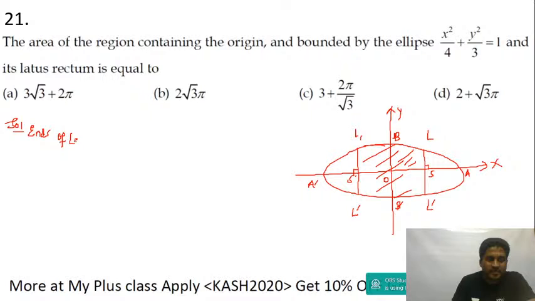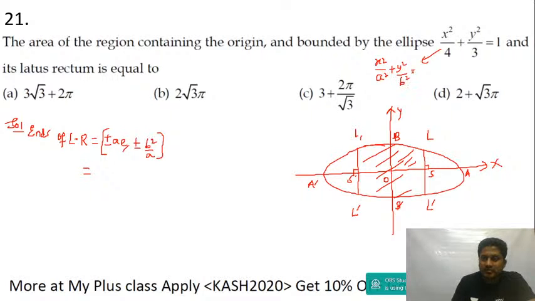Ends of LR is equal to plus minus AE, comma plus minus B square by A. Those are the ends of the latus rectum. Now this ellipse is of the form x square by a square plus y square by b square equal to 1. So I get a square is equal to 4 and b square is equal to 3, horizontal ellipse. Now a is equal to 2 and b is equal to root 3.